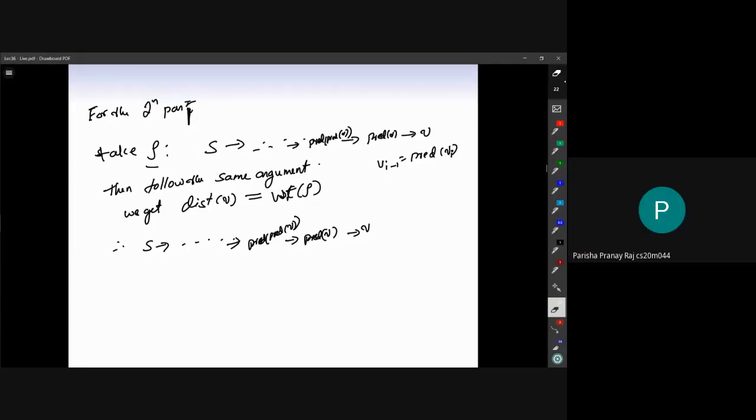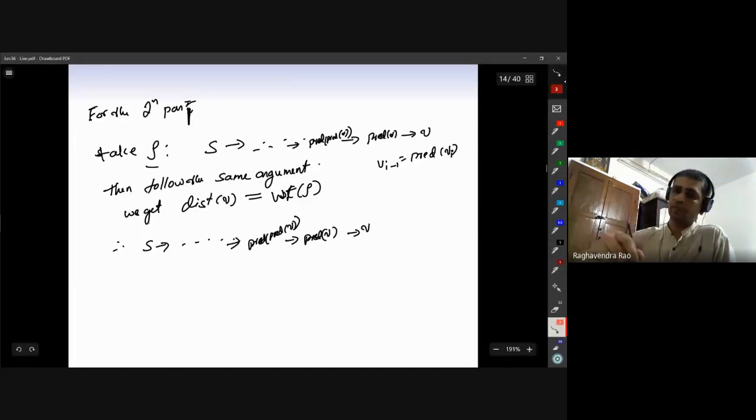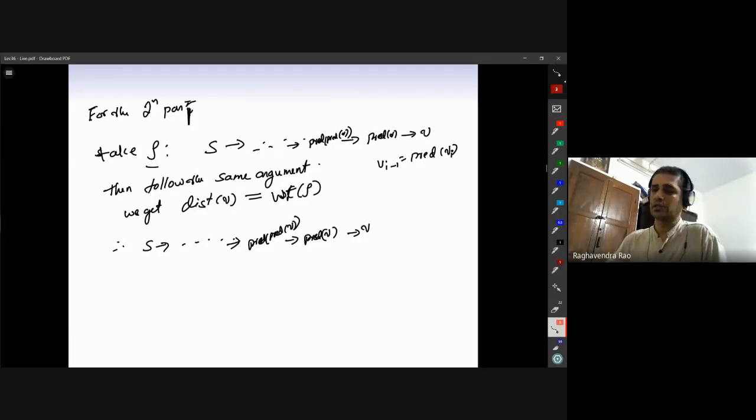No, sir. Yeah, so that's why we have to take this specific path. That's all. You just specialize to this path, you go through the same argument, and everything will hold with equality. Then you know that distance of V is equal to weight of this path. Hence, it has to be minimum weight.